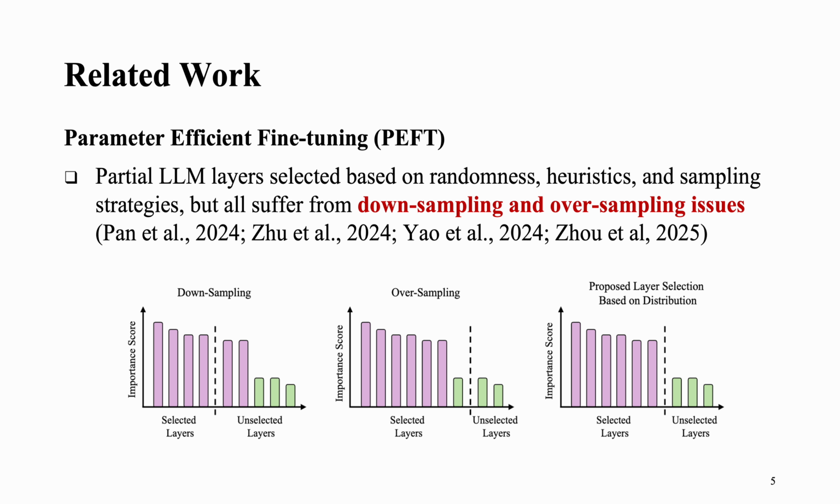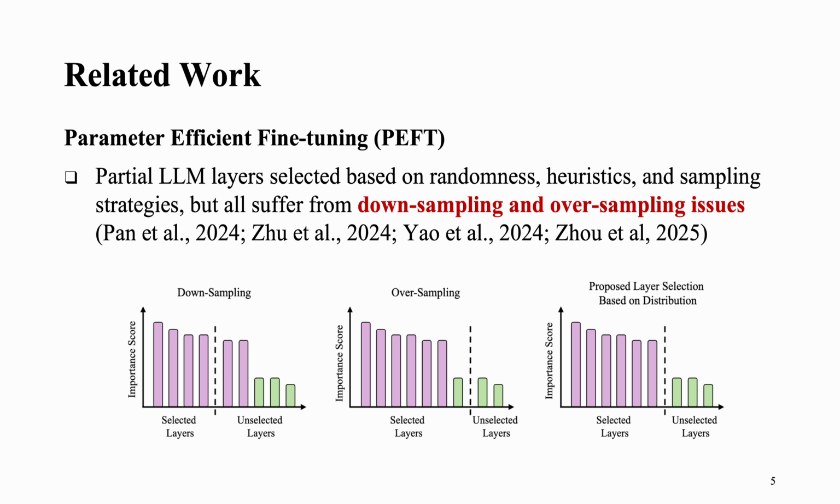For example, prior work used partial large language model layers selected based on randomness, heuristics, and sampling strategies, but all suffer from downsampling and oversampling issues. The figure on the left shows a few important layers are not sampled. The middle one shows that sampled layers include an unimportant layer. Therefore, we propose to select layers based on their distributions.